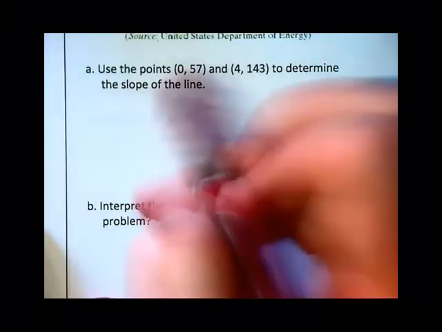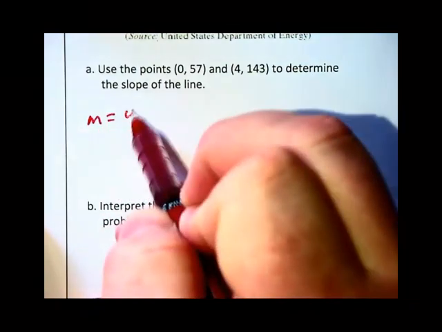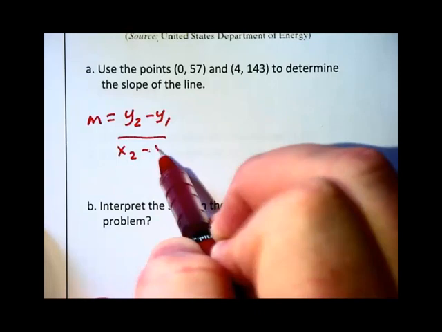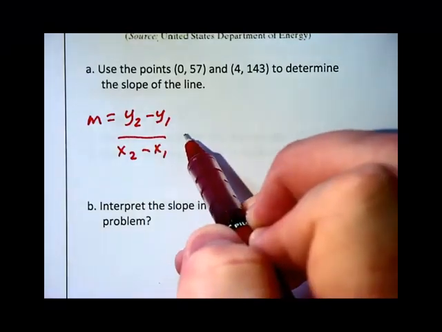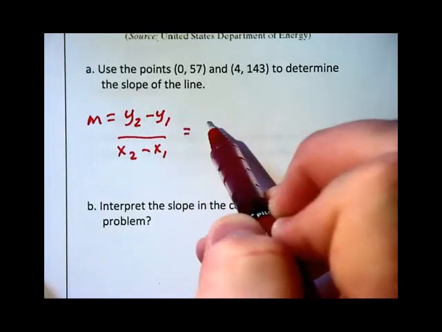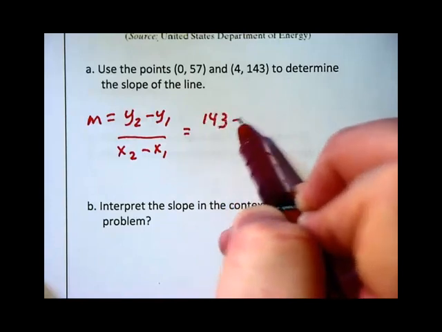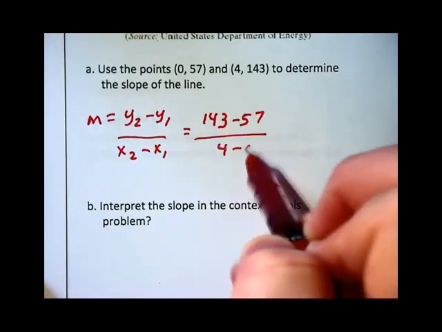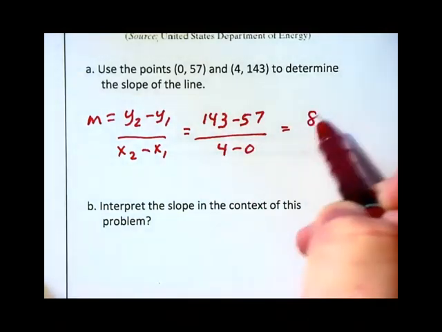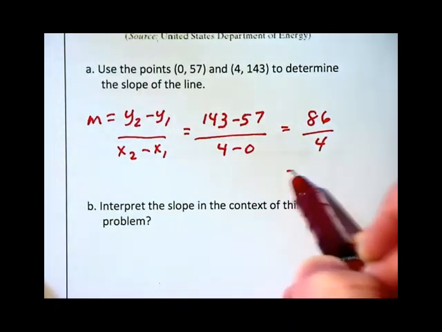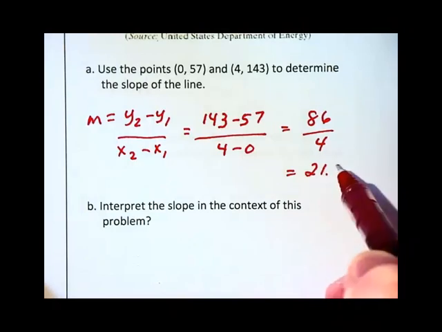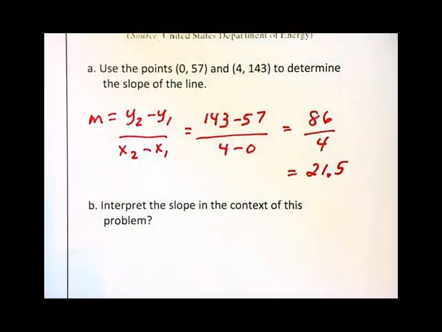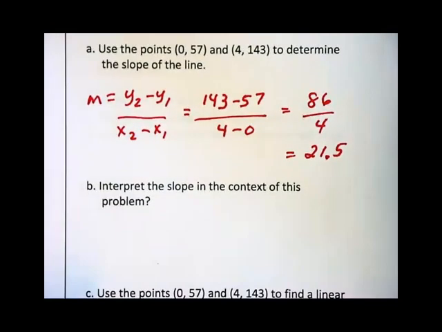Okay, right off the bat, we're going to use our slope formula, the difference of the y's divided by the difference of the x's. And so second y minus the first y is 143 minus 57. And down below we're going to have 4 minus 0. And that will give us 86 over 4, which for this problem I'm going to write as 21.5, 21 and a half. Now interpret this slope.